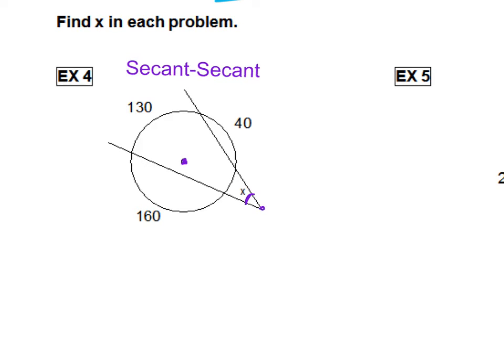So the vertex is on the outside of the circle. So remember, when the vertex is on the outside, we can find the measure of angle x by finding the difference. Our angle is equal to half of the difference of the arcs. So they gave us some information in here. We have to make sure that we have exactly what we need. So which arcs do we need to find the measure of angle x?